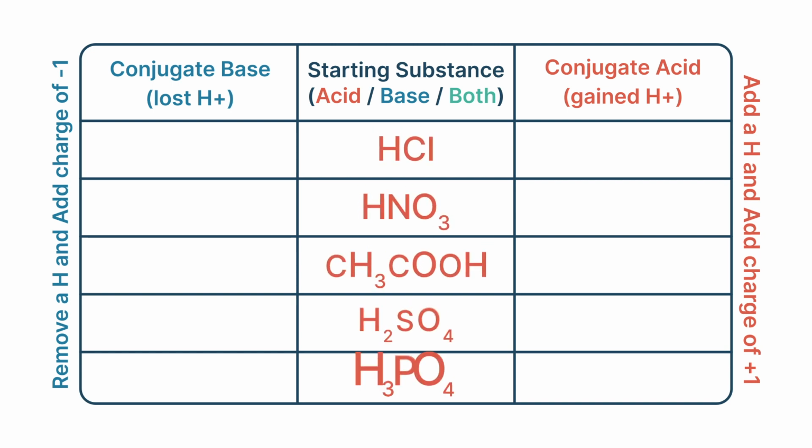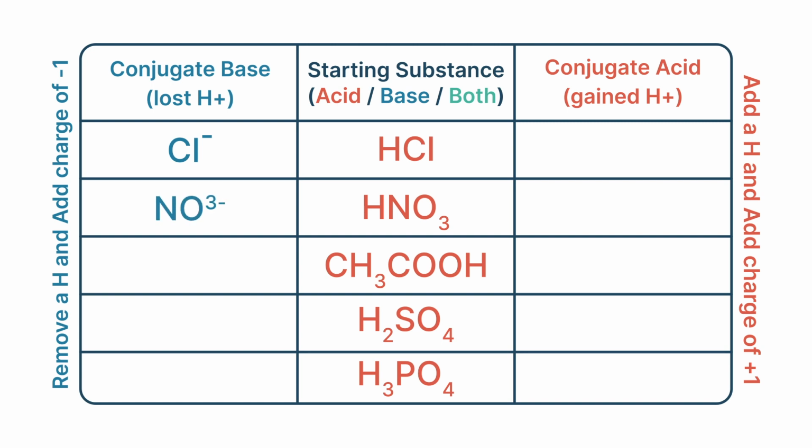We'll start with some acids. All of the substances you see here can only behave as acids, as they are only in a position to donate hydrogen atoms. They cannot accept protons as their structures do not allow it, and so they cannot behave as bases. Hydrochloric acid will lose its only hydrogen atom to form the conjugate base Cl-.